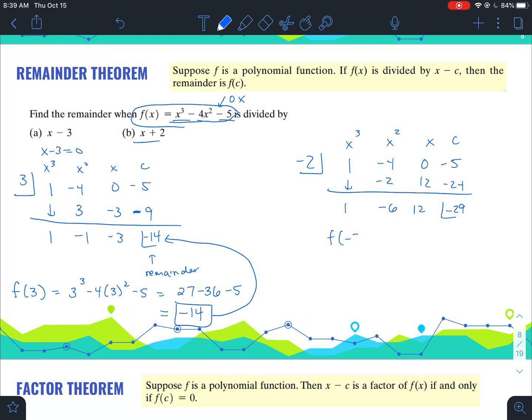Let's see what happens if I find f at negative 2. So I would get negative 2 cubed minus 4 times negative 2 squared minus 5. So this would be negative 8, and that would be minus 16 and minus 5. Well, that's negative 29. So if you want to figure out what f at 3 or f at negative 2 is, you can also use synthetic division and figure out what the remainder is, and they'd be the same thing.